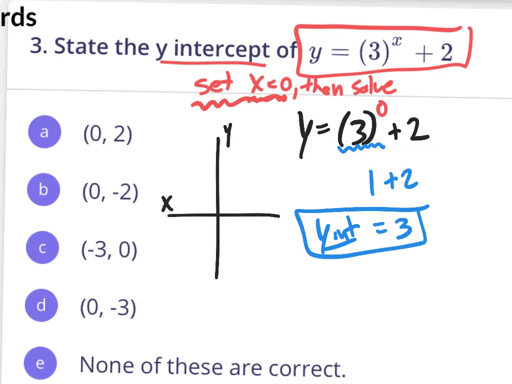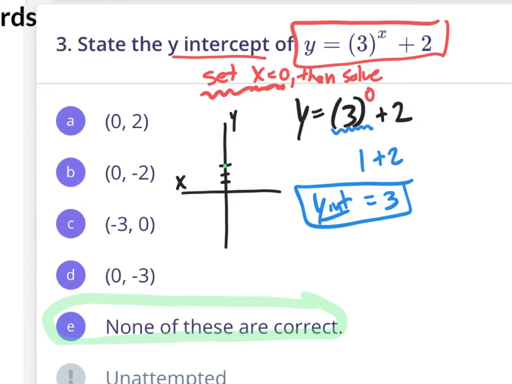Now let's think about what that means, that your y-intercept is at 3. This is your y-axis, this is your x-axis, 1, 2, 3. This is where your line will cross the y-axis. What is that location? It's the location (0, 3). And as you can see, none of these are (0, 3), so you should select option E. None of these are correct.